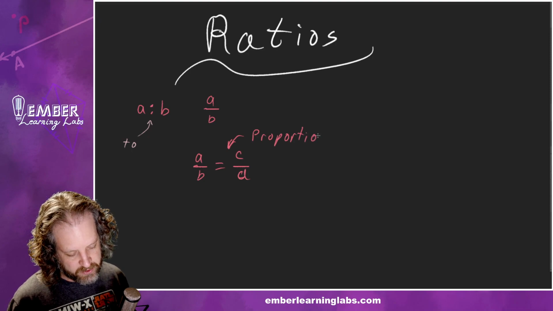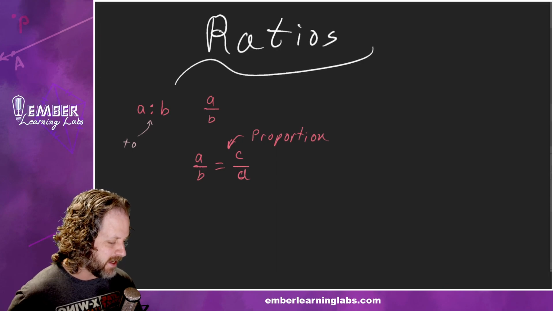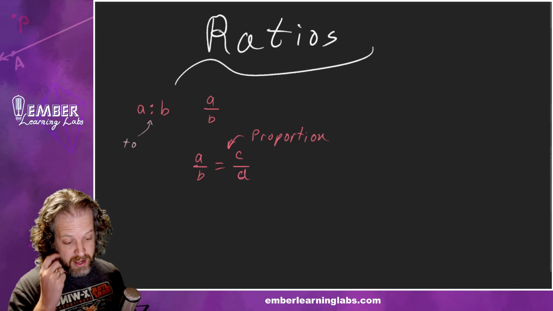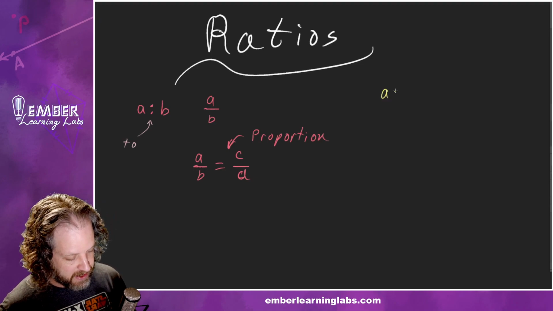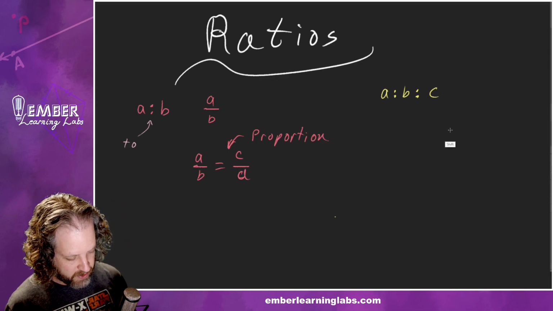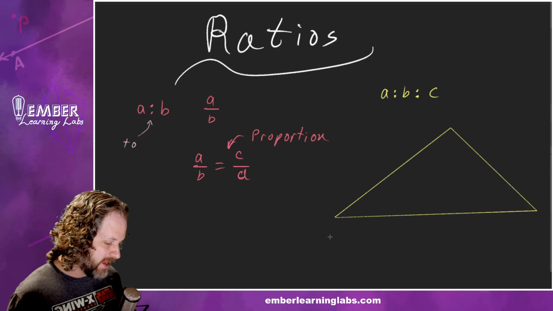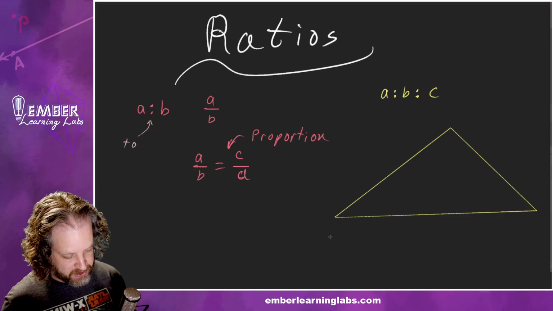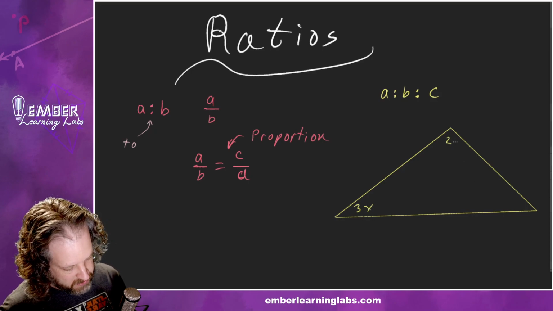The one kind of new thing that we're going to hit, because we're in high school now and not in 8th grade anymore, is that you can also have extended ratios. You can have A to B to C, right? You might see that in a triangle, where we have a triangle, and you might say that these triangles are related in a ratio, right? We can have this as 3x, 2x.